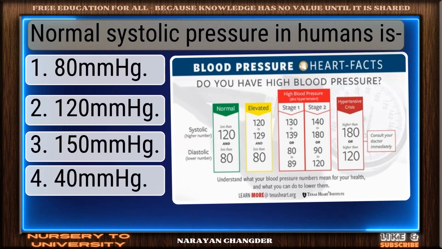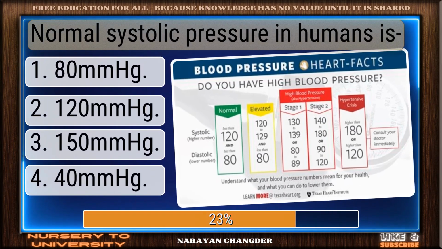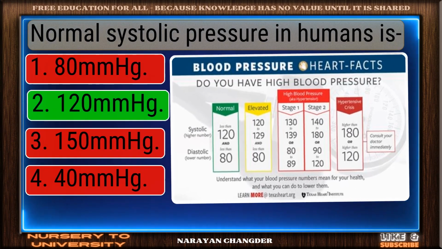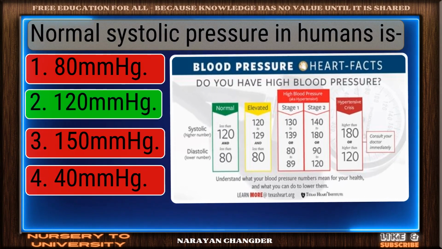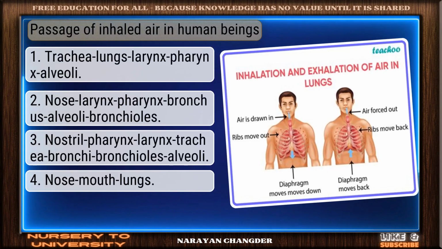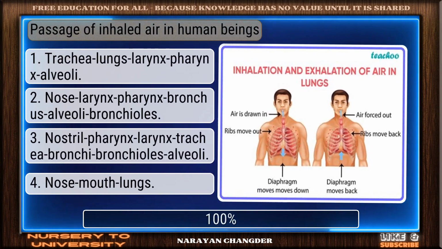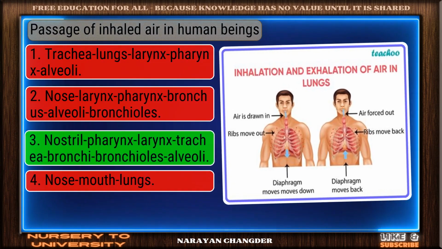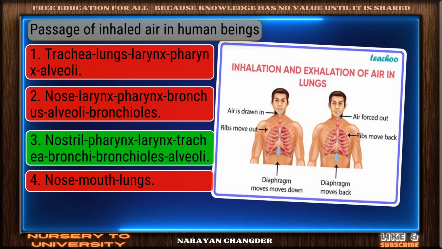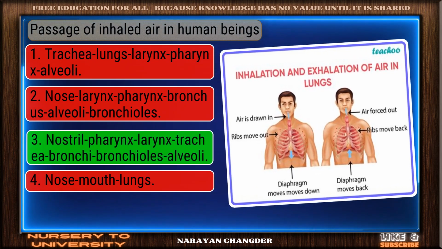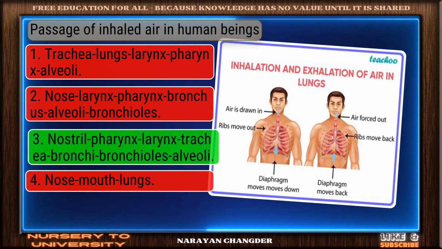Normal systolic pressure in humans is? Well done. 120 mm Hg is right. Passage of inhaled air in human beings. Strong choice. Nostril, pharynx, larynx. Trachea, bronchi, bronchioles, alveoli is right.